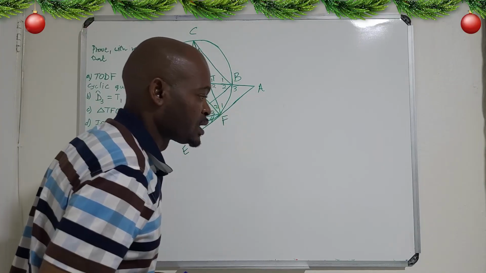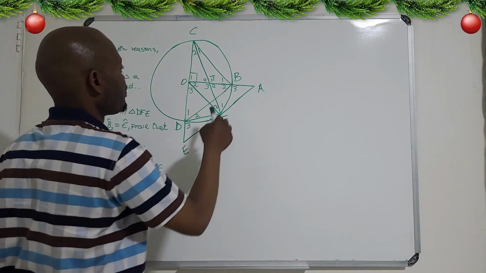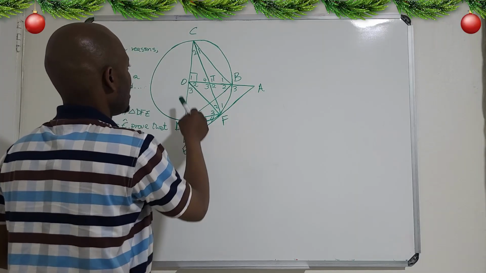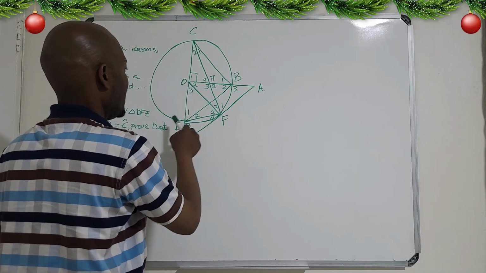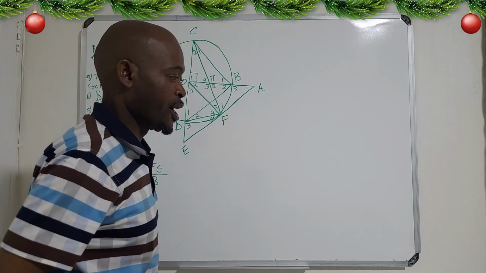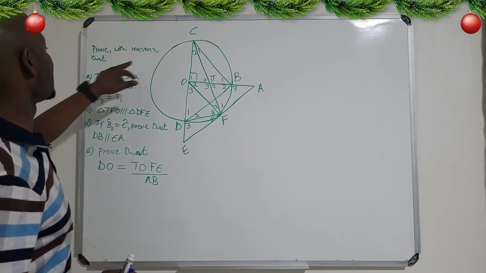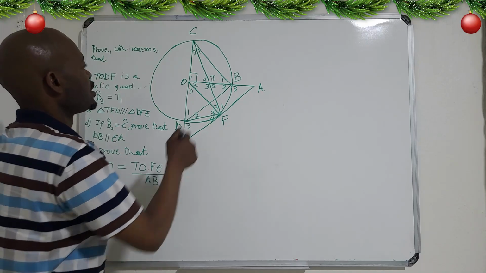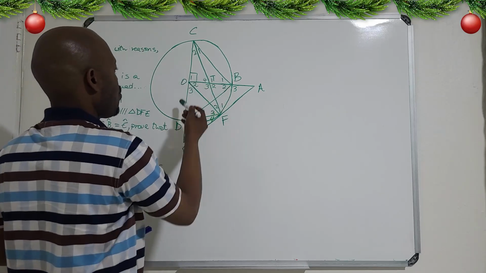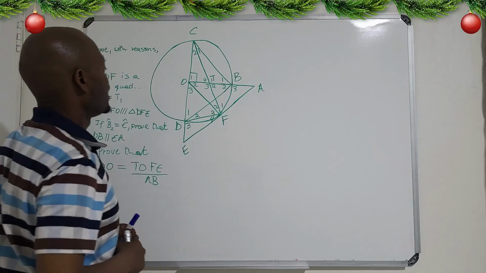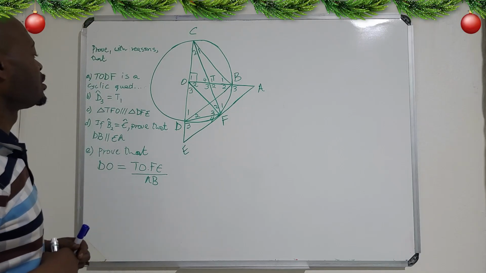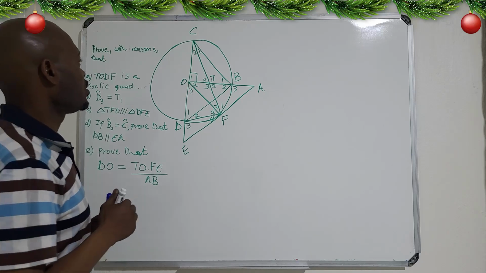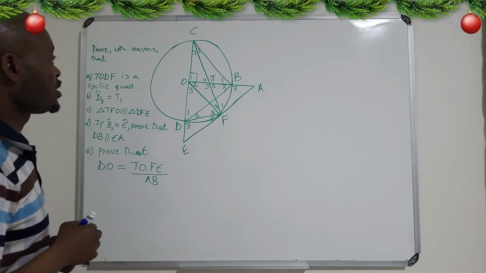CB, BD, OF, and DF are drawn. We are told to prove with reasons that TODF is a cyclic quadrilateral. Now, we need to first eliminate all the theorems which are not in the problem.